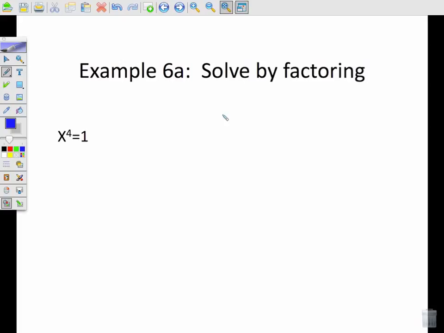All right, the next thing that we're going to do is find nth roots. Well, this is how we found nth roots in the past. We have to find all 4 solutions.